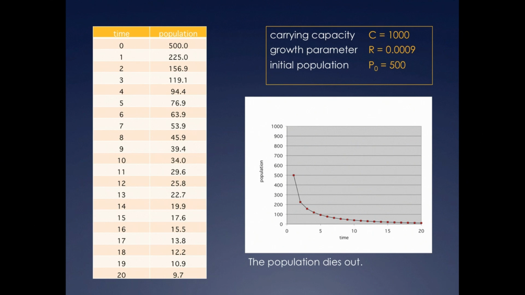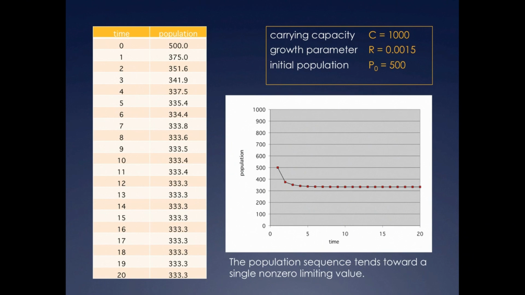In my next example, I'm going to again stick with carrying capacity 1,000, initial population P0 of 500, and also it still will be a logistic growth model. The only thing I'm changing is the growth parameter, and here I take it to be 0.0015. So you can see at the beginning the population jumps down quite a bit, and after that it doesn't change very much. It has a little bit of decline at the beginning, and then it seems as if it's quickly settling down towards a single non-zero limiting value, which seems to be about 333. So it's similar to the previous one, except here the decline was to 0, and here it seems to quickly decline towards some other equilibrium value, not 0.